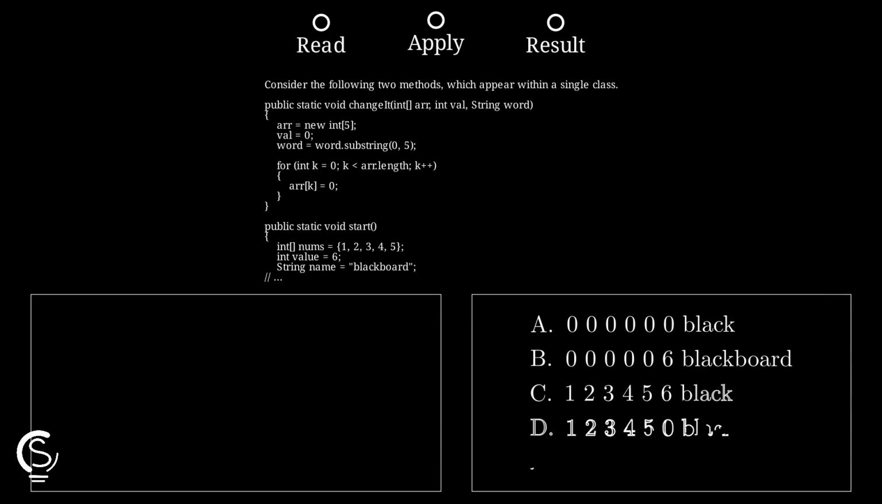First, notice that the changeIt method reassigns the array parameter to a brand new object. In Java, this only affects the local reference and leaves the original nums array completely unchanged.